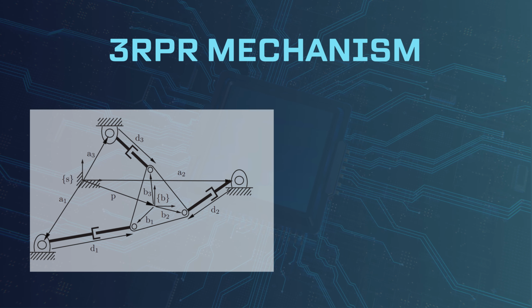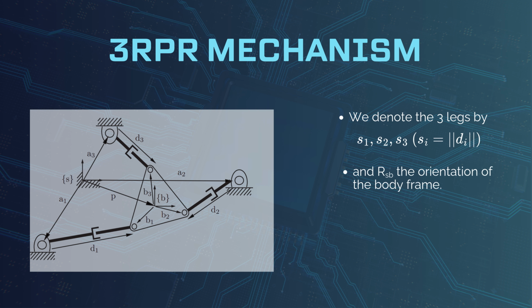This is an RPR robot. First, its 3 revolute joints are fixed, then its 3 legs are prismatic, then there are revolute joints in the moving platform. The body and space frame are assigned as shown. Here, the 3 prismatic joints are actuated, the 3 revolute joints are passive. We denote the 3 legs by S1, S2, and S3, and R_SB the orientation of the body frame. The forward kinematics problem is to determine, for given values of S, the body frame's position and orientation.